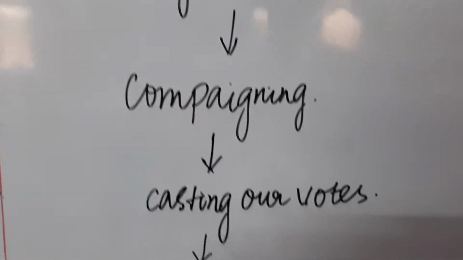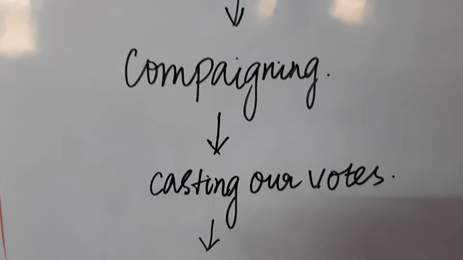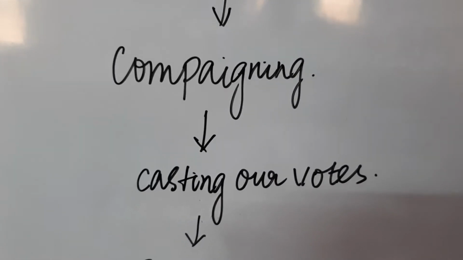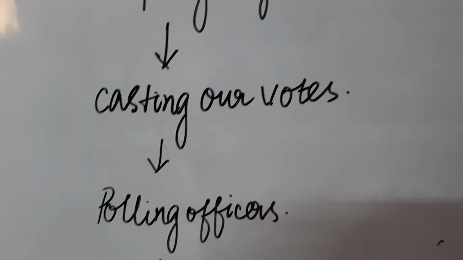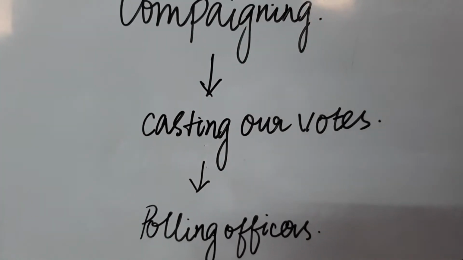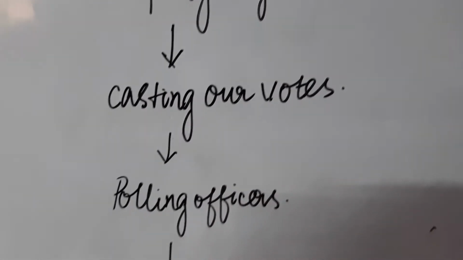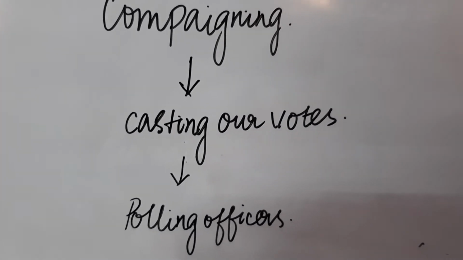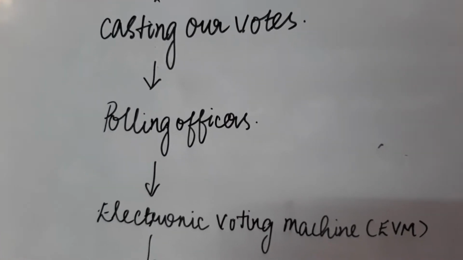On the day of election, we have to cast our votes. So this comes under casting of our votes. In India, we have a fundamental right to cast our vote. So we have to cast our vote definitely. And moving on to the next, we have polling officers. The polling officers are the officers in charge during the election campaign and during the election taking place. In the election office, the polling officers are given charge of checking whether the people are coming and casting their votes properly. And next we have what is called the electronic voting machine.